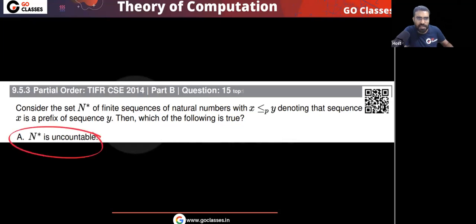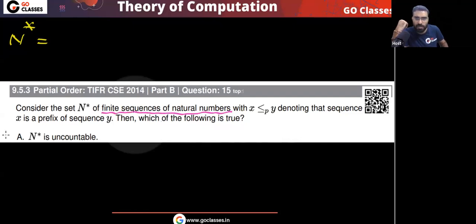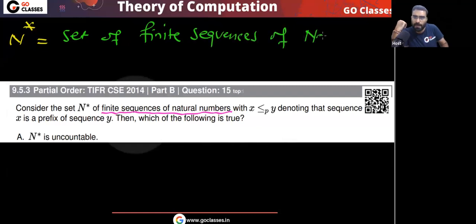Option A is asking, is N star countable or uncountable? First of all, what is N star? Read the question and tell me what is N star. You can notice N star is the set of finite sequences of natural numbers. Is this clear? Let me know. So this is your N star.